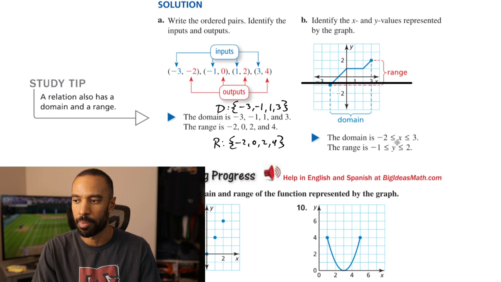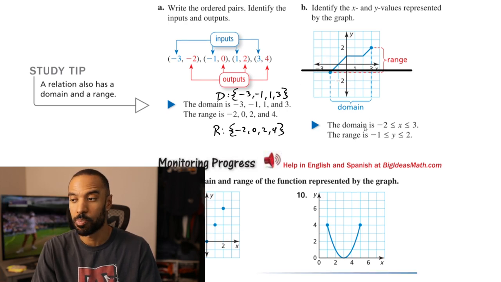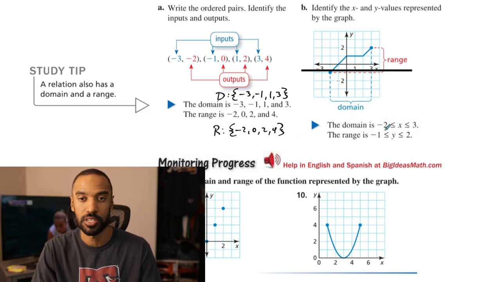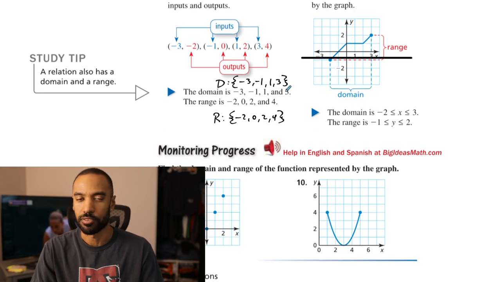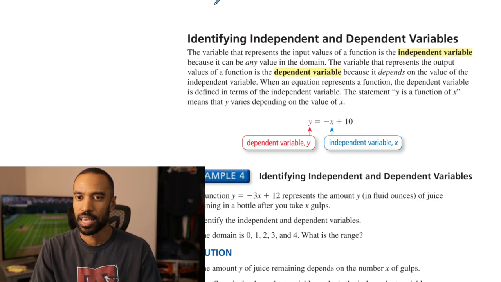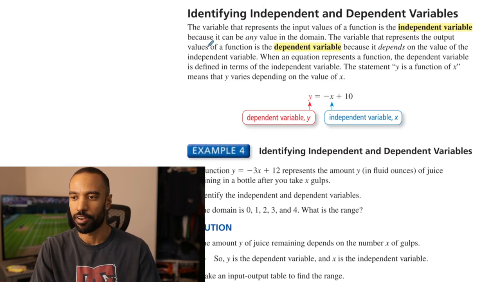So we write that also as a compound inequality, like so. And that's perfect. That's exactly how I'd write it. I would obviously put D and R maybe when I write them, but those are the domain and range of those values. That's a perfect example. Now, there are other ones that we can obviously talk about, and we're going to get to them in the problem set. All right, identifying independent and dependent variables.